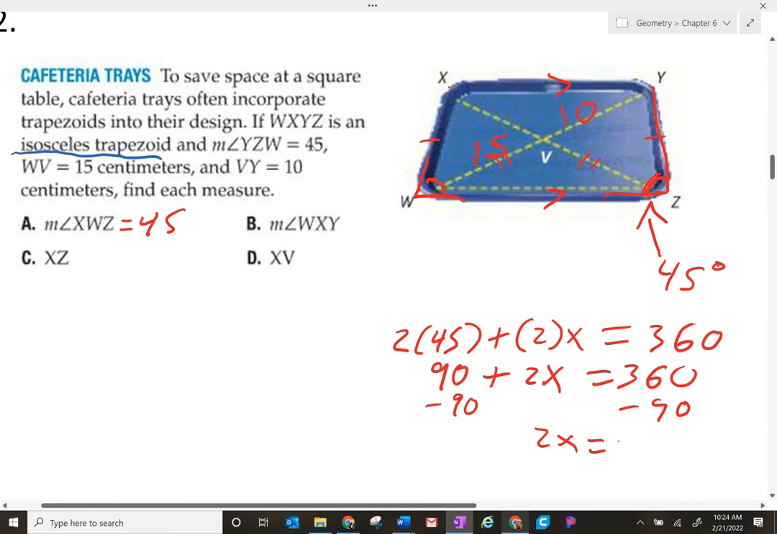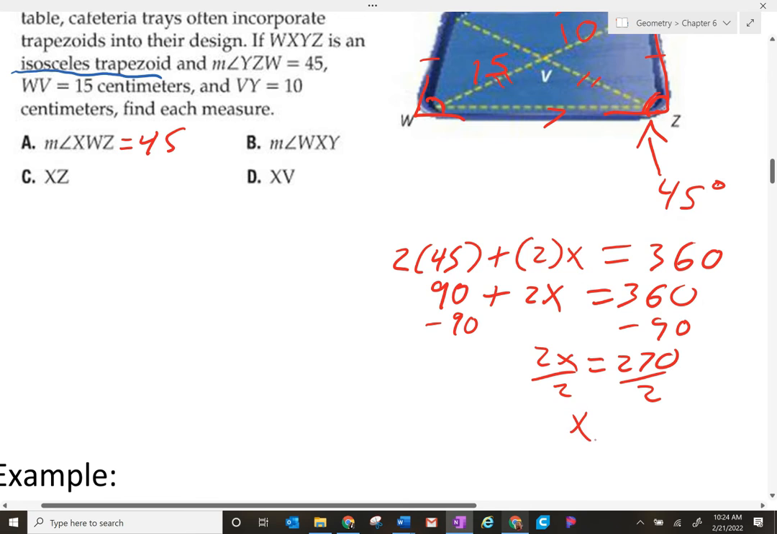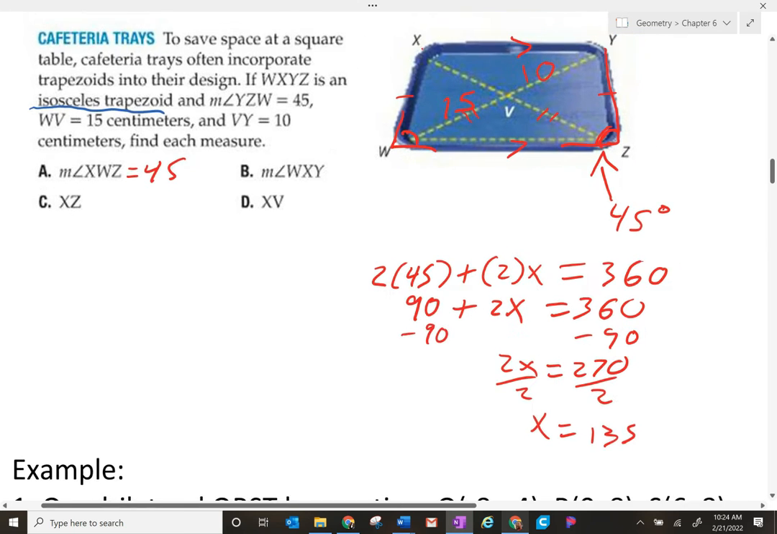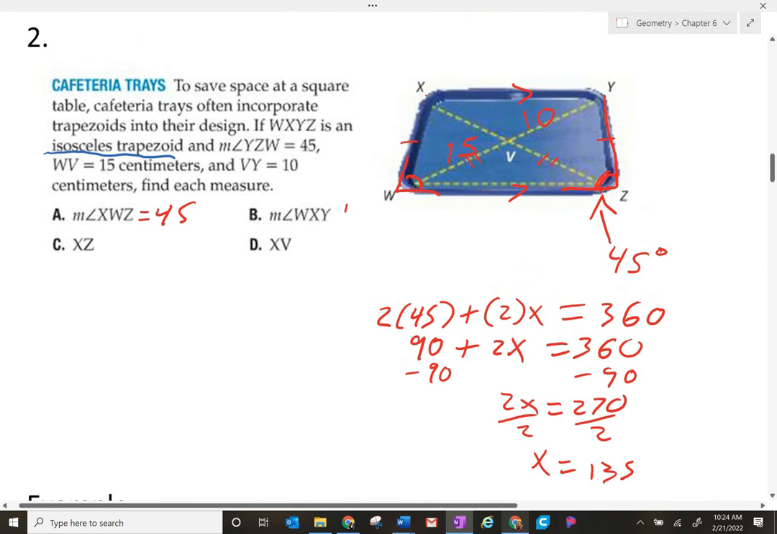So I got 2x equals 270. Divide both sides by 2. That gives me x equals 135. So those angles up top will be 135 degrees.